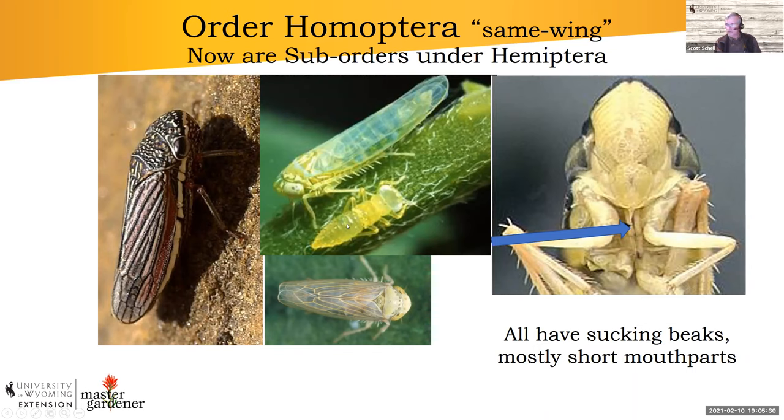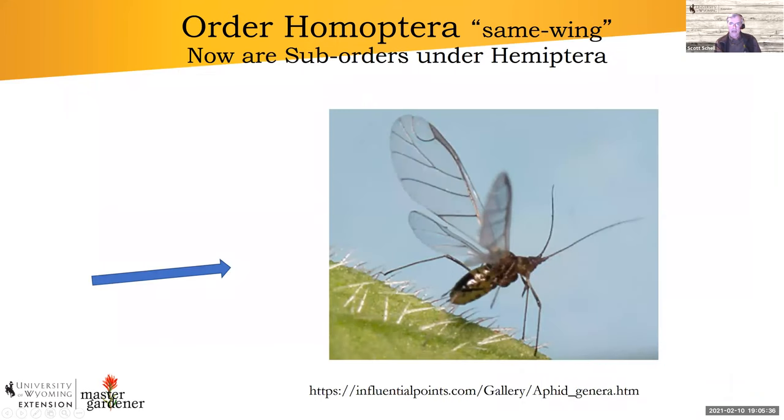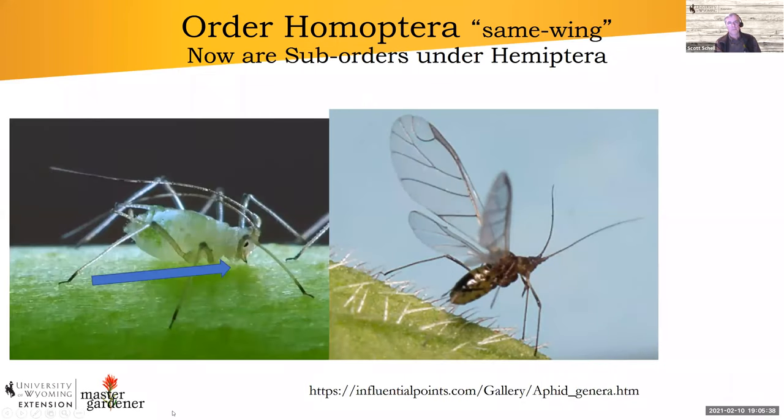They also go through simple metamorphosis. So this is a nymph of this particular leafhopper. Feeding. So here shows an aphid. They have a relatively short beak and they're feeding on the plants. They can have complex life cycles with winged forms and different hosts. I've already mentioned that. So again, a very important plant pest, not only from the feeding damage that they can do, but also through vectoring plant diseases.